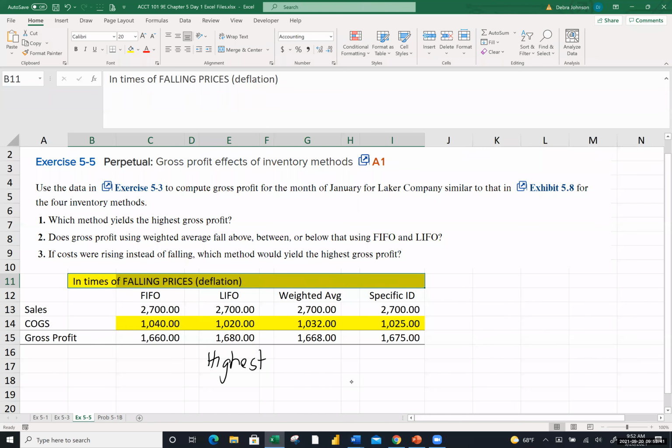Does the gross profit using weighted average, okay, here, right here, does it fall above, between, or below? Always between. That's why I like it. It takes out the effects of these price changes. And if costs were rising instead of falling, which method would yield the highest gross profits? Exactly the opposite. FIFO, the opposite one. So I think we answered those.